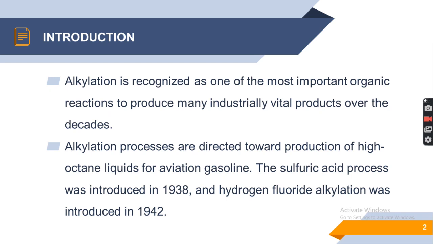Based on the type of the catalyst used, there are two types of alkylation: sulfuric acid and hydrogen fluoride. The sulfuric acid process was first introduced in the year 1938, while the hydrogen fluoride alkylation was introduced in the year 1942.